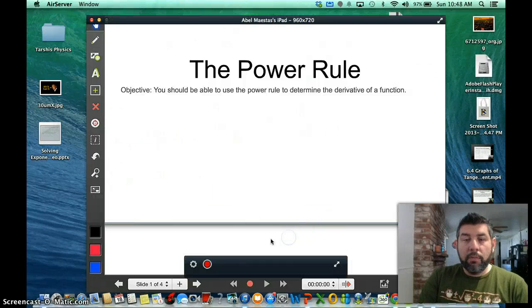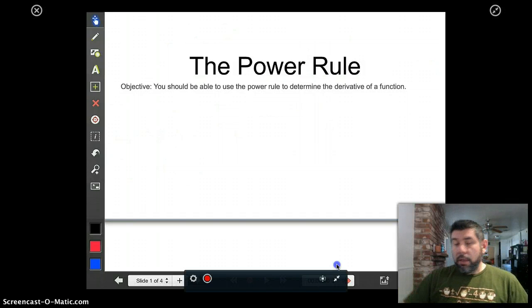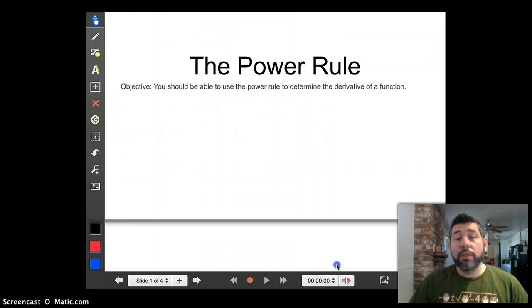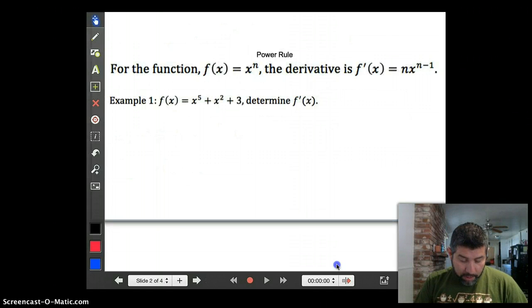Hello everybody, welcome to the video. In this video I'll be going over the power rule and derivatives, and what we're going to use a derivative for. This is just a quick overview of a derivative. I'm going to save most of the "what is a derivative" for calculus, but this is a simple use of the power rule to find a derivative. You should be able to use the power rule to determine the derivative of a function after this video.